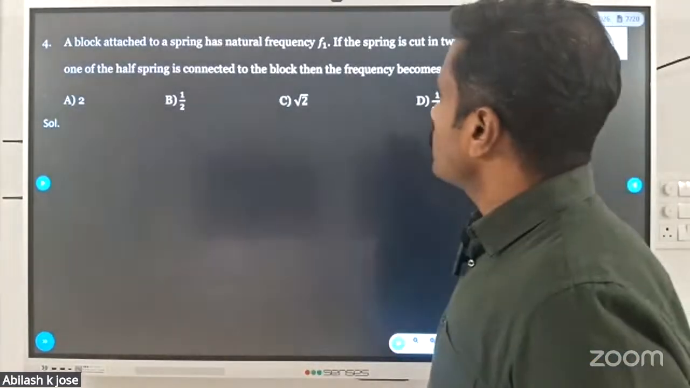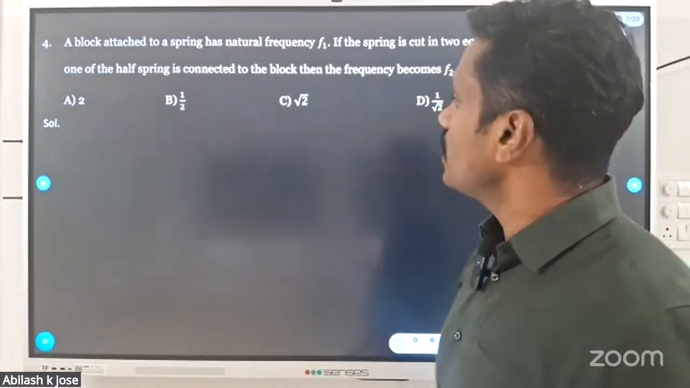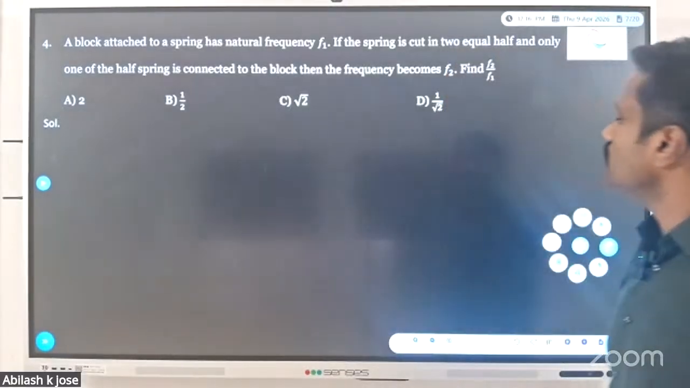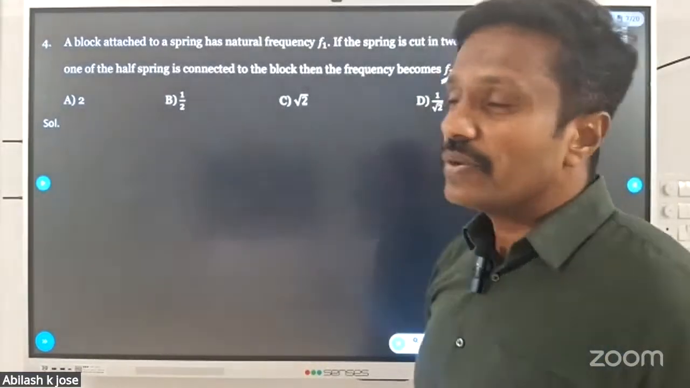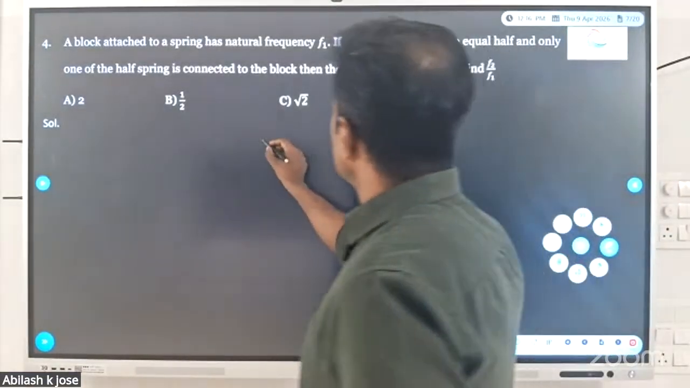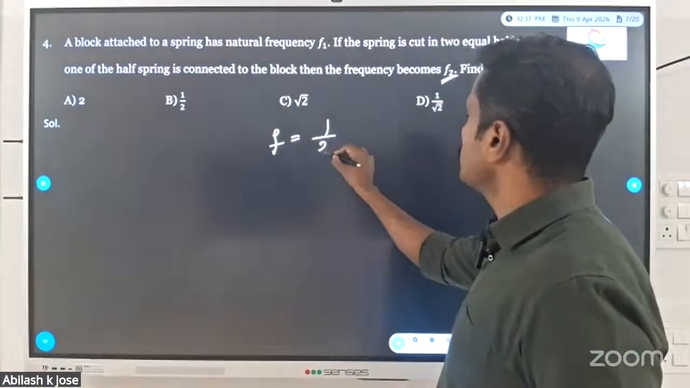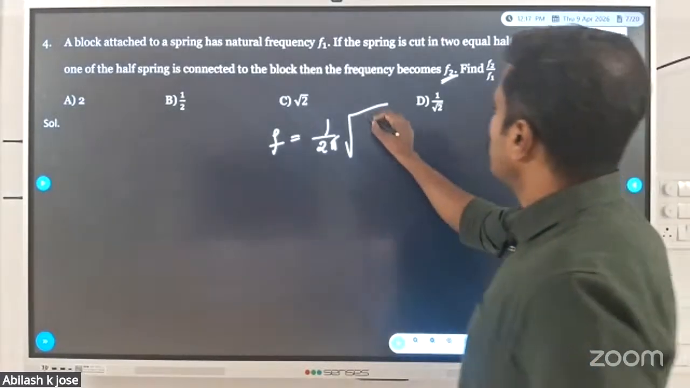Next question: a block attached to a string has a natural frequency F1. The string is cut into two equal parts, and one half of the string is connected to the block. The frequency is now F2, and we need to find F2 by F1. We know that the frequency of oscillation of the system is 1 by 2 pi into root of K by m.